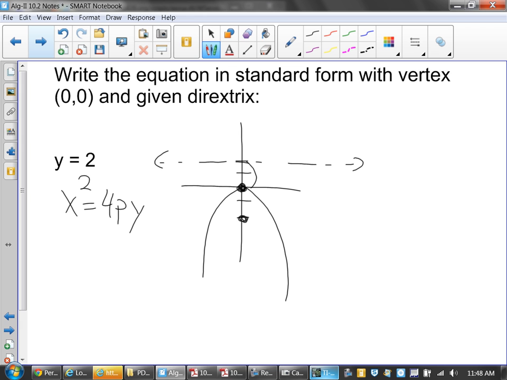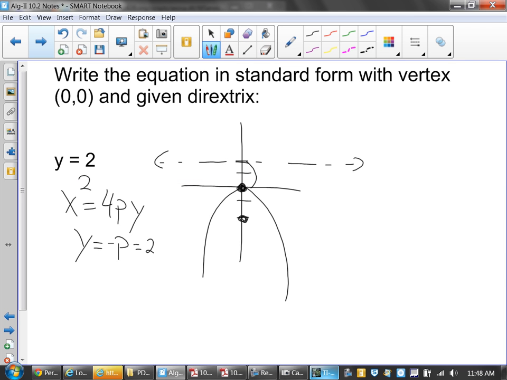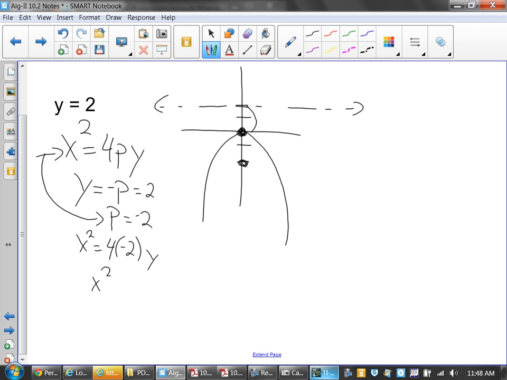Well, our directrix for this style is y equals the opposite of p. Here, y equals 2. What is p then? Very good. That means p is negative 2, which means I take this with this and go x squared equals 4 times negative 2 times y. And I'm done. By visualizing where it's going, it's going to help you out real fast.